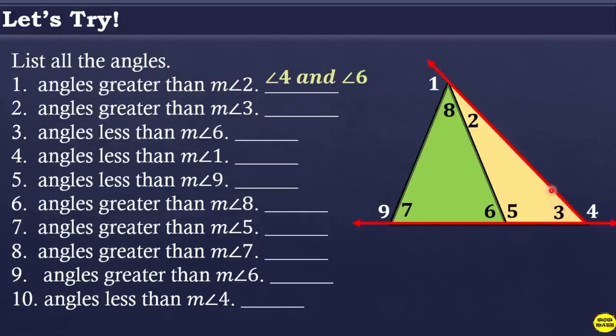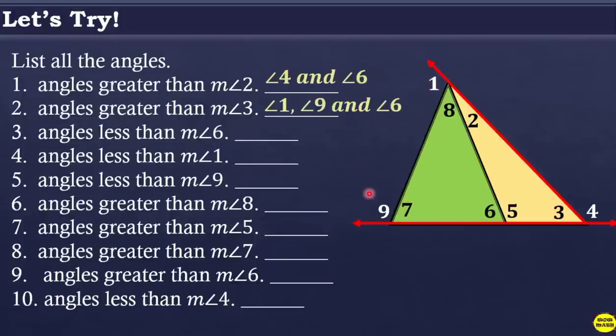Yung non-adjacent na exterior angle. So, kung dito tayo sa yellow triangle, ang non-adjacent sa kanya ay si angle 6. Ano pa po? So, we have angle 6. Pagdating sa malaking triangle natin, ang exterior angle na hindi adjacent sa kanya ay si angle 9 and angle 1. So, we have angle 6, angle 9, and angle 1.